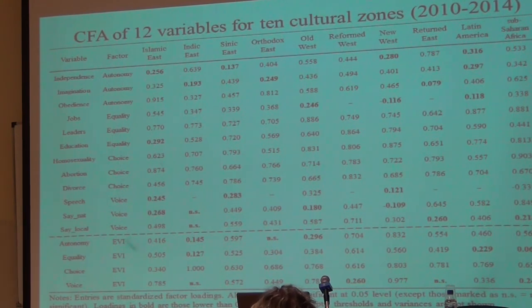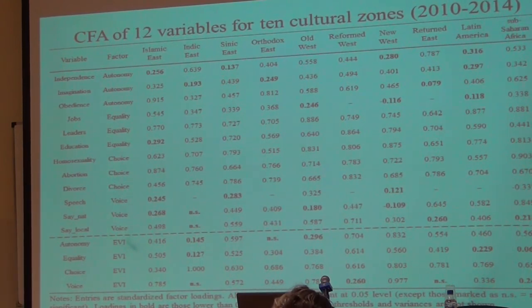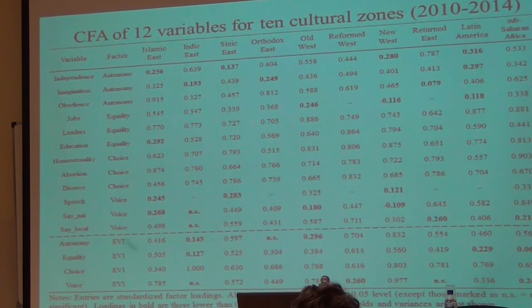Actually, it is possible. The exact invariance approach is not satisfied, but if you use a newly developed approach, which is called approximate Bayesian invariance, you can prove invariance of the choice scale across 10 cultural zones and also across all 60 countries, which are included in the latest sixth wave of the World Values Survey. Okay, what does it mean? It does mean that choice is a really existing dimension.